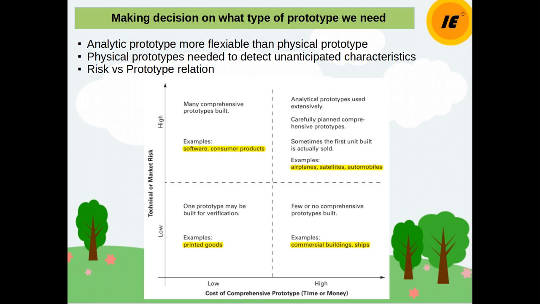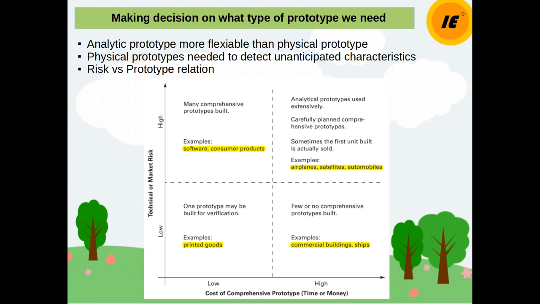So first, of course, the principle is that analytical prototypes are generally more flexible than physical prototypes. Because an analytic prototype is a mathematical approximation of the product, it will generally contain parameters that can be varied in order to represent a range of design alternatives. In most cases, changing a parameter in an analytic prototype is easier than changing an attribute of a physical prototype.